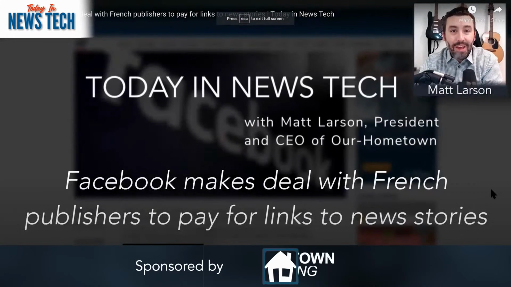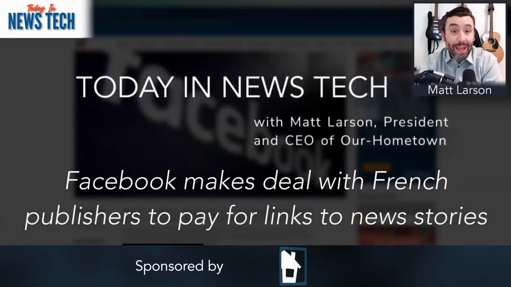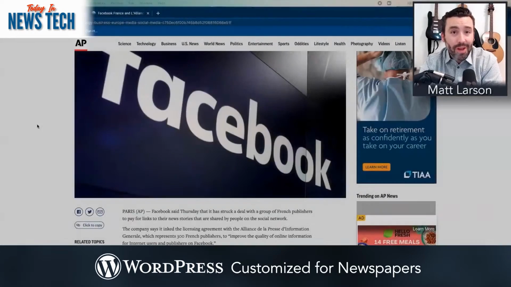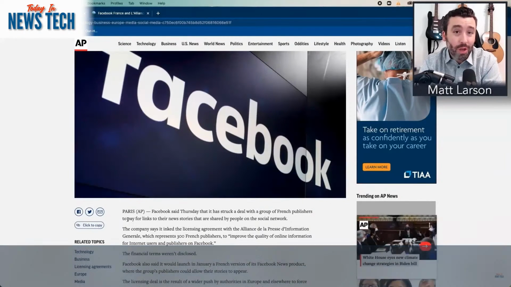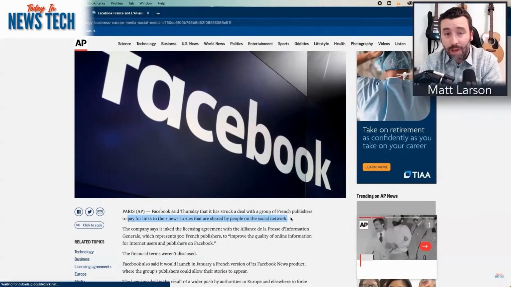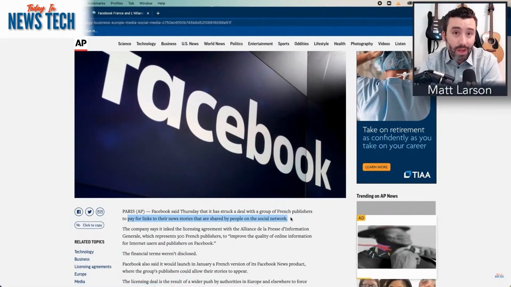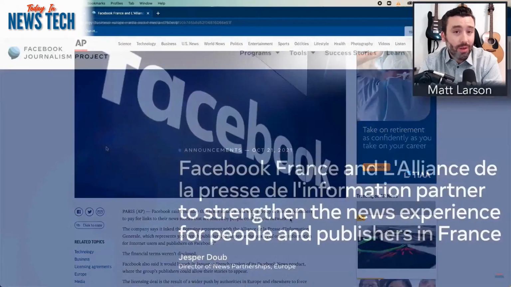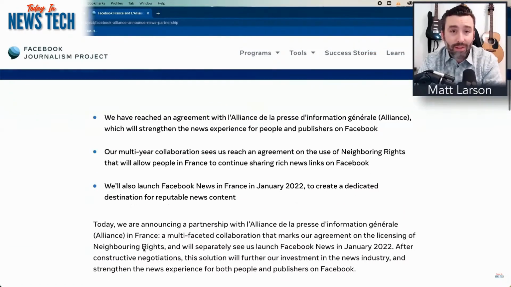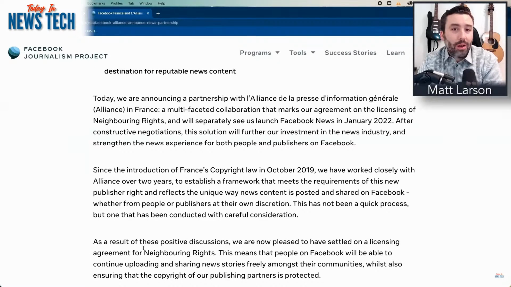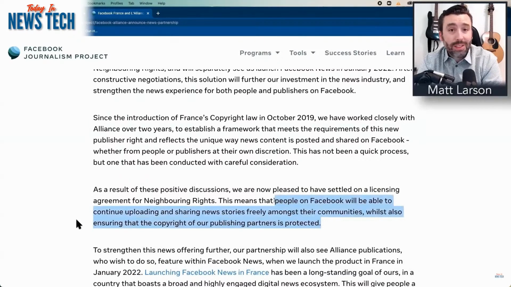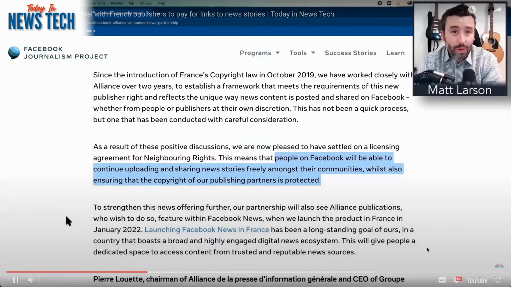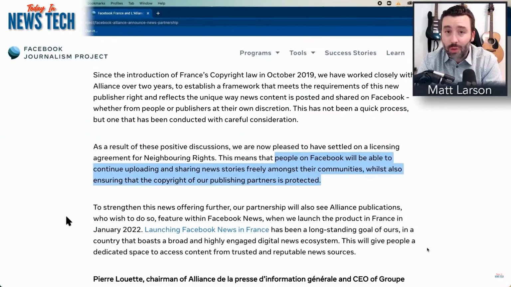Today in News Tech, Facebook makes deal with French publishers to pay for links to news stories. According to APnews.com, Facebook has struck a deal with a group of 300 French publishers to, quote, pay for links to news stories that are shared by people on the social network. Financial terms were not disclosed. The licensing agreement, known as Neighboring Rights, is part of the Facebook Journalism Project. According to the announcement, the agreement means that, quote, people on Facebook will be able to continue uploading and sharing news stories freely amongst their communities, whilst also ensuring that the copyright of our publishing partners is protected.